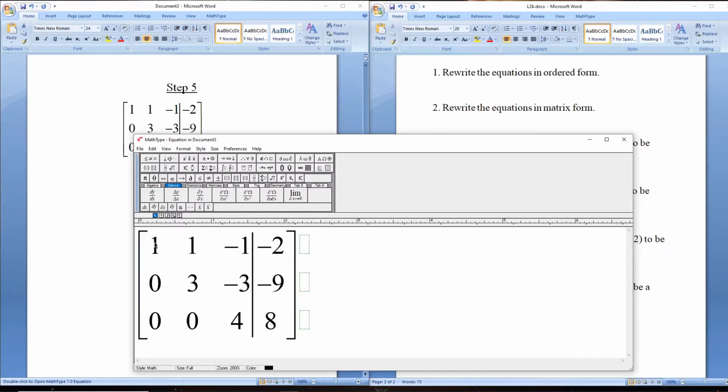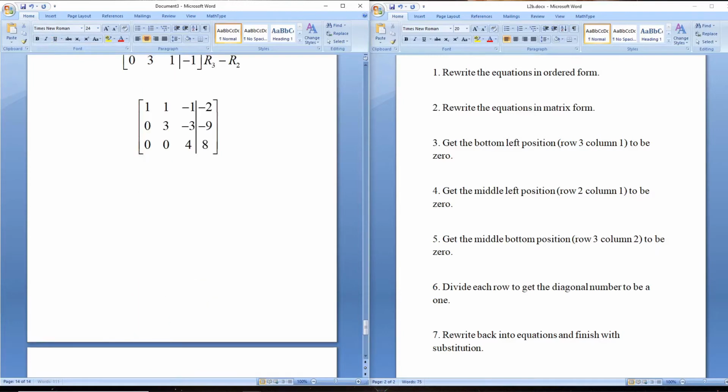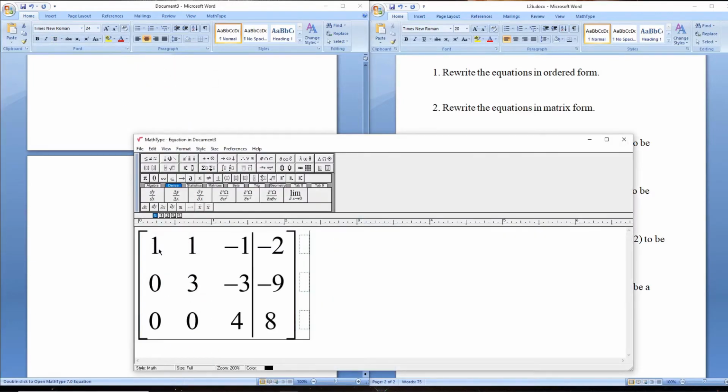And now we want the diagonal numbers to all be 1. And so that's the next step I have written here. Step 6 says divide each row to get the diagonal number to be a 1. So step 6, we now want to get all the diagonal numbers to be a 1. So how can we do that? Well, first off, we already have a 1 here in a diagonal, so nothing to do with row 1. Row 2, if we divide by 3 on row 2, we can get that to be a 1. So if we divide row 2 by 3, then we can get this diagonal to be a 1. And then finally, to get this 4 to be a 1, we'll divide by a 4 on row 3.